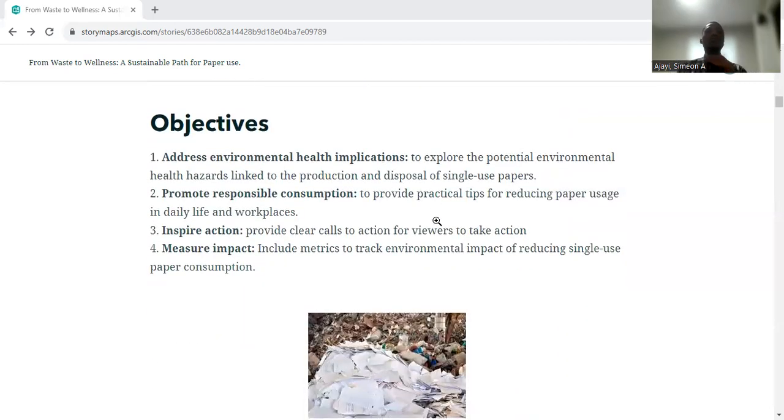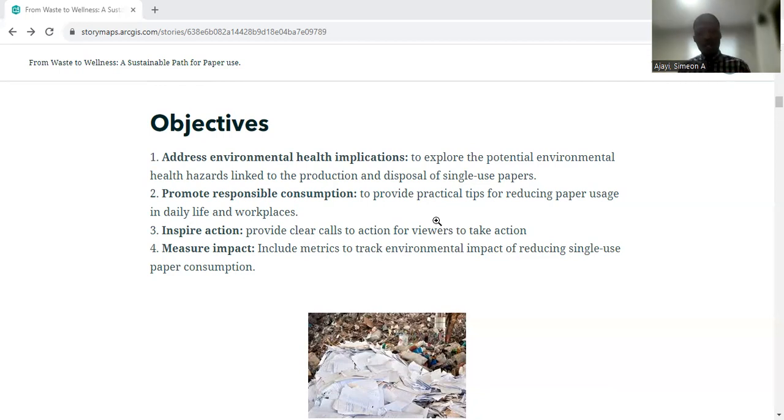So the objectives for this story map are to address environmental health implications caused by disposal of paper products, to explore the potential environmental health hazards linked to the production and disposal of single-use papers, and also to promote responsible consumption. It is also to provide practical tips, in essence, to provide us with interventions or solutions, alternatives for reducing that use, so that we can reduce paper usage in daily life and workplaces.